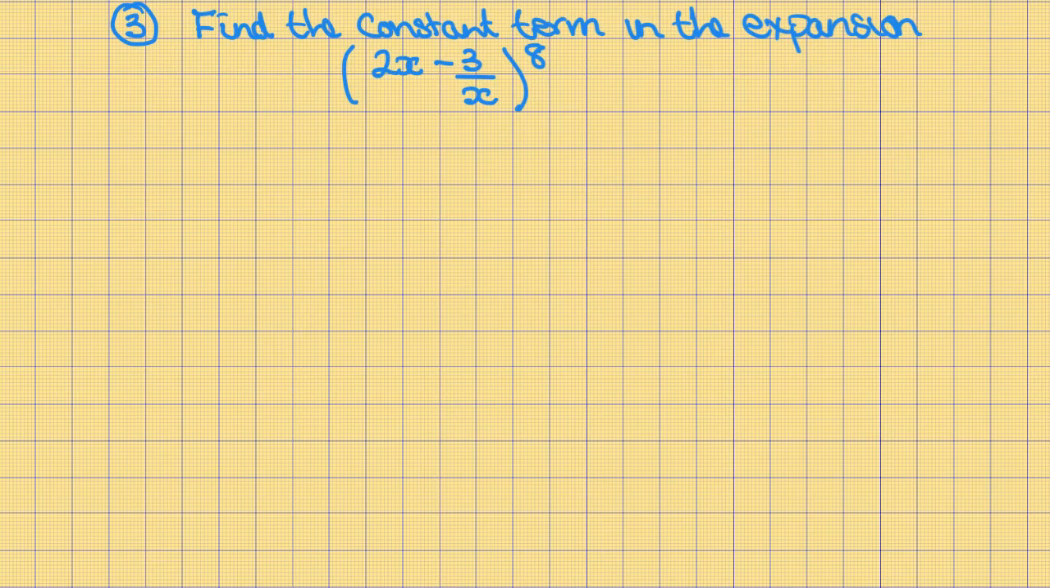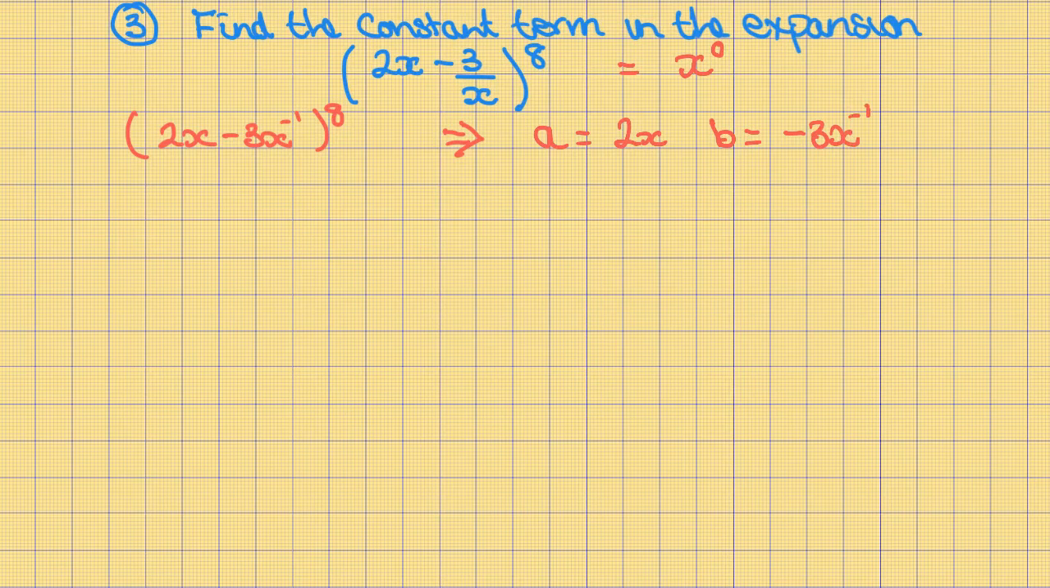In this type of question, we want to find the term for x to the power of 0. Start by slightly rearranging the expansion to (2x minus 3 times x to the power of minus 1) all raised to the power of 8. Therefore, a equals 2x, b equals minus 3x to the power of minus 1, and n equals 8.